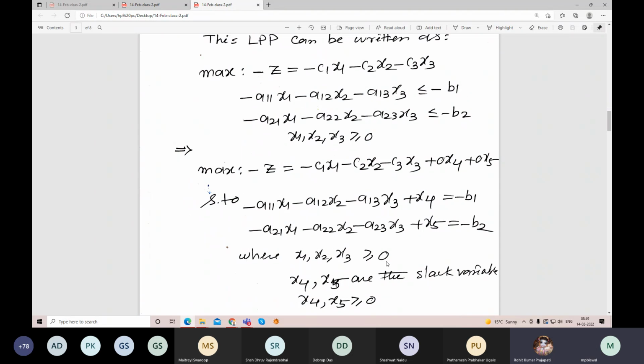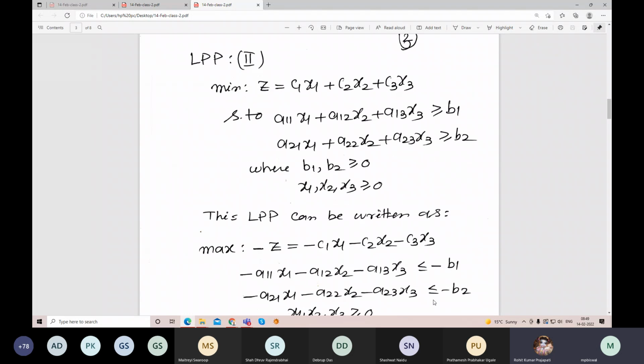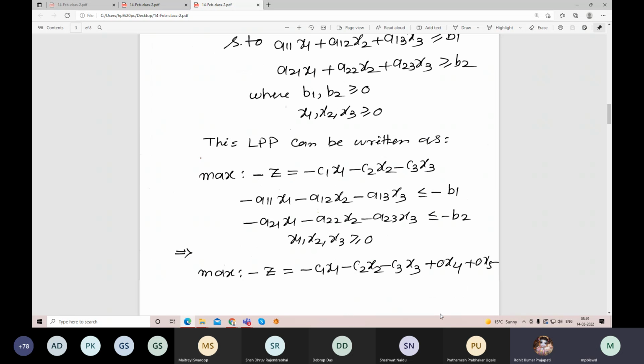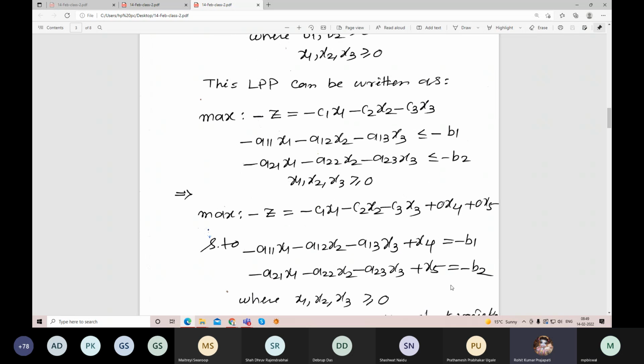You have learned that for greater than or equal type constraints, we use one surplus variable and one artificial variable. But since it is less than or equal type, only a slack variable is needed. In the first equation a slack variable, in the second equation a slack variable, because there are two equations. But see here, the right hand side is negative.